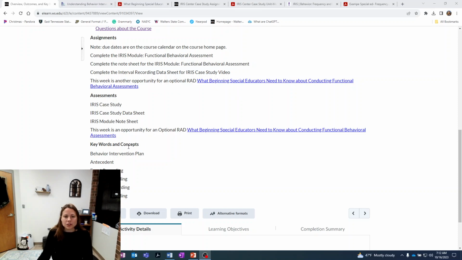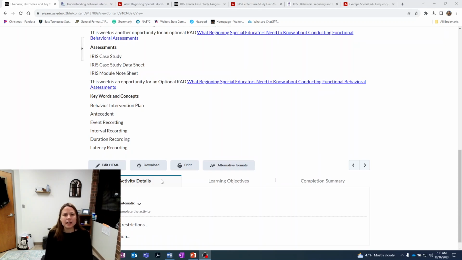But how I'm going to assess you, I'm going to assess you on that data sheet with that example that I'm going to show you. So that will be how you're assessed this week. Here's some keywords and concepts.